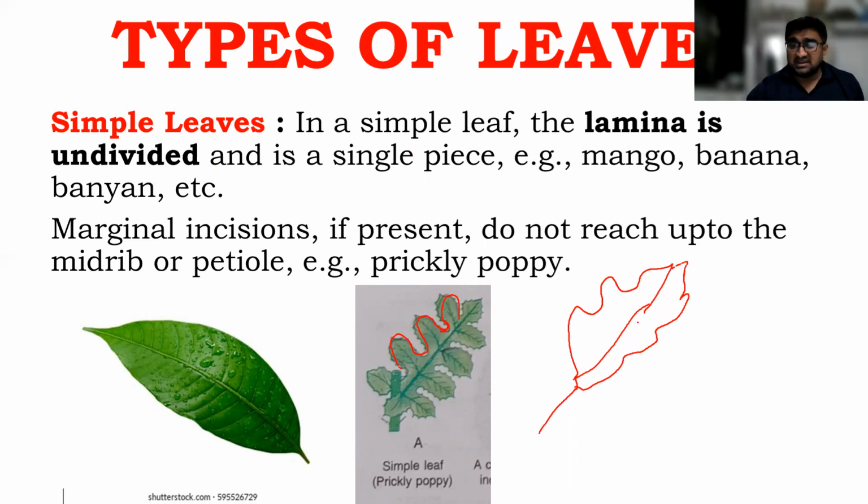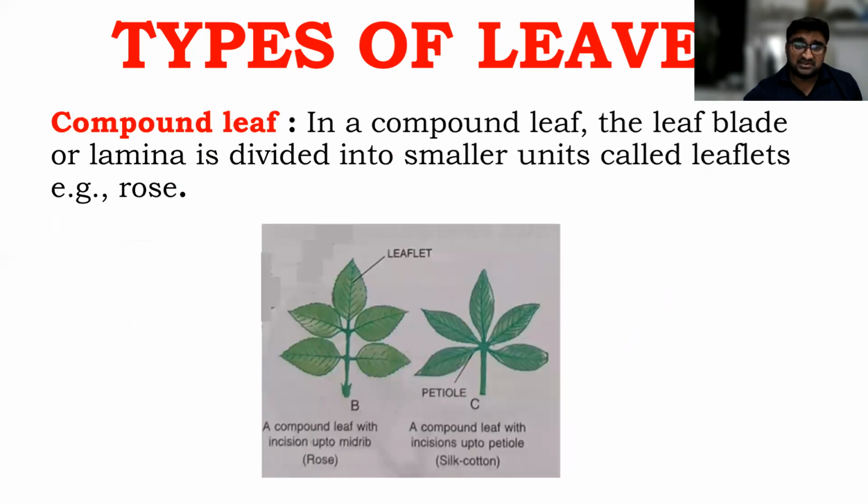Examples: prickly poppy plant, in which the simple type of leaf is present. Then the most important, second type of leaf, that is the compound leaf. When the lamina of the leaf is divided into a number of smaller portions, then such a type of leaf is known as a compound leaf.